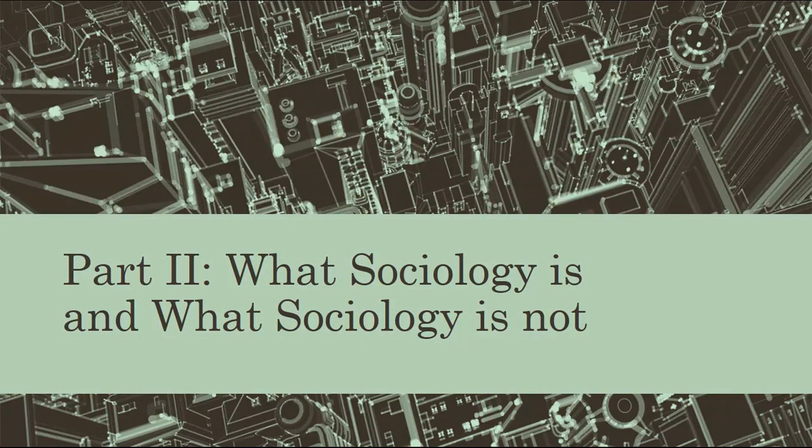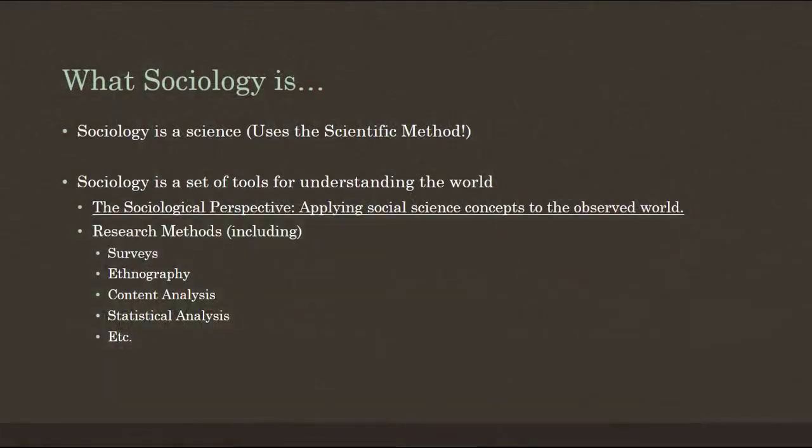So let's talk specifically about what sociology is and what sociology is not. Sociology is a science, as I already stated. We have a set of tools for understanding the social world. We have the sociological perspective. The sociological perspective can be defined in a lot of ways. A way I like to define it is that we are applying the ideas of social science to the observed world, right?